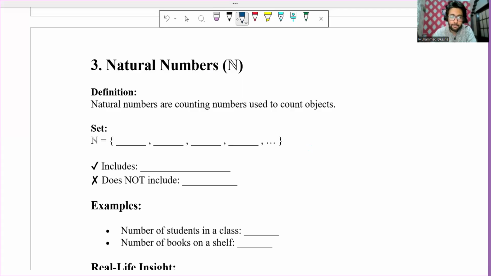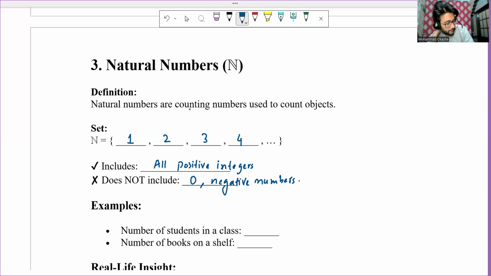So they're counting numbers and are used to count objects. Where do they start from? It's really important. They start from one. It includes, for example, one, two, three, four, and so on and so forth. They just keep going in a certain direction. A million is also a natural number. 2 million, a billion, a trillion, they're all natural numbers. It includes all positive integers. What are integers? We'll talk about it in a while. But what it does not include, of course, is zero, and it does not include negative numbers.